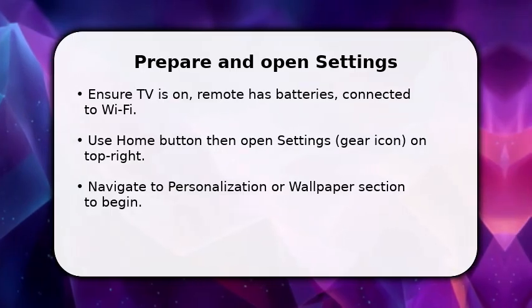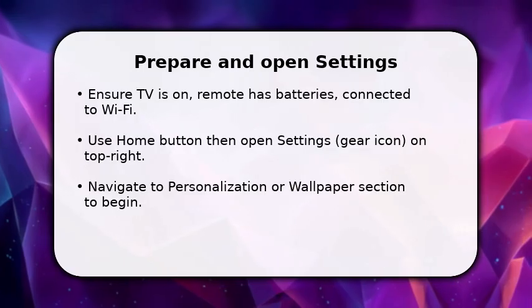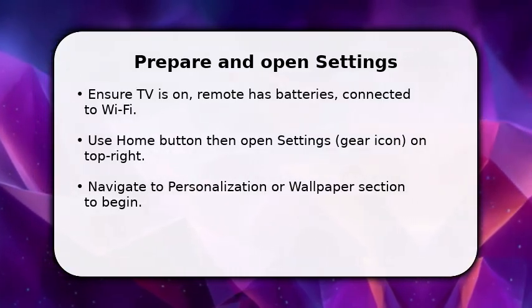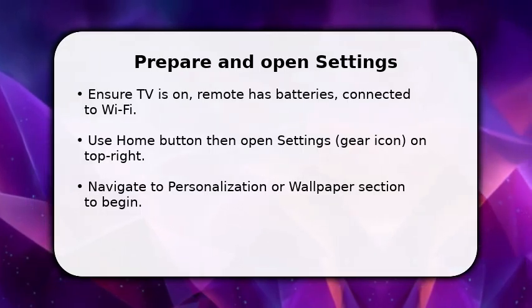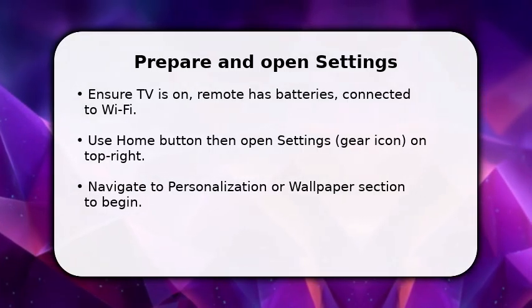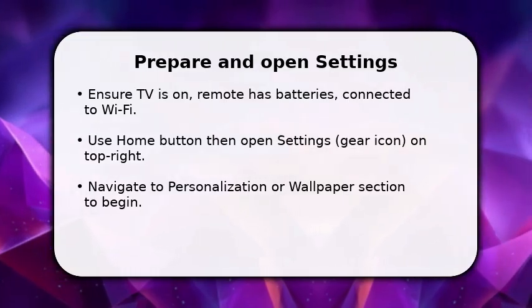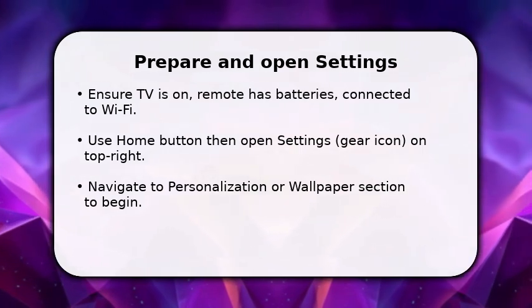Press Home, then choose the Settings gear icon at the top. This opens System Preferences. Once in Settings, move directly to Personalization or Wallpaper. Some models group it under Display or Home Screen. This gets you to the Wallpaper Management area, where you can pick default images, online galleries, or your USB photos. Make sure you're using the TV's main account for access to themes and downloads.